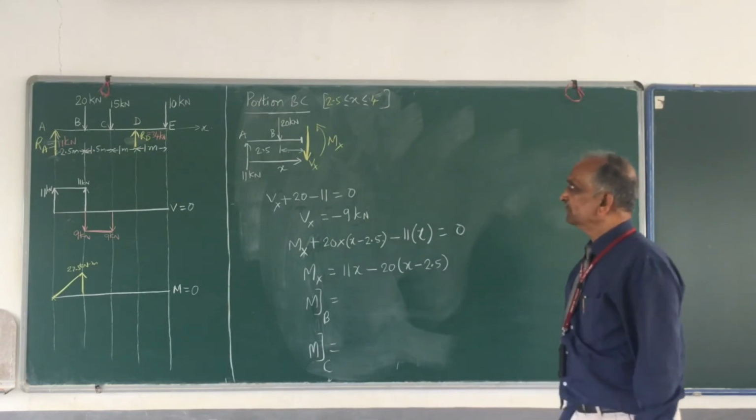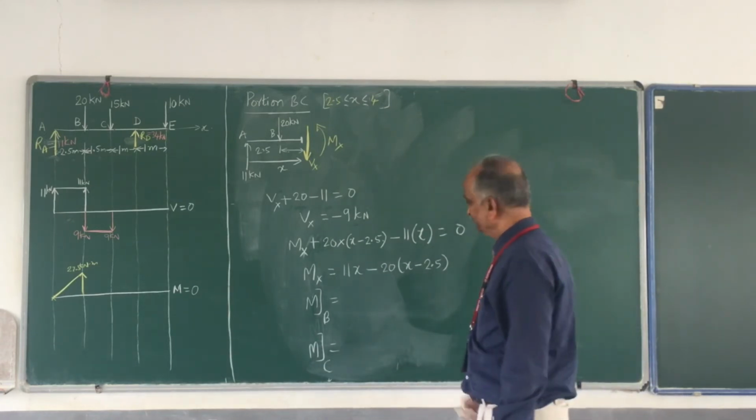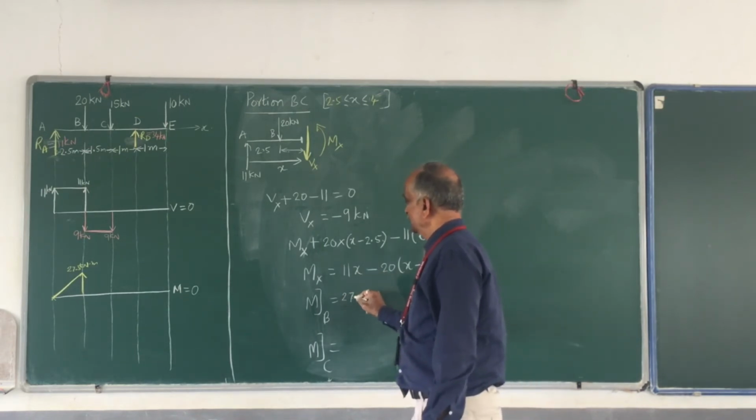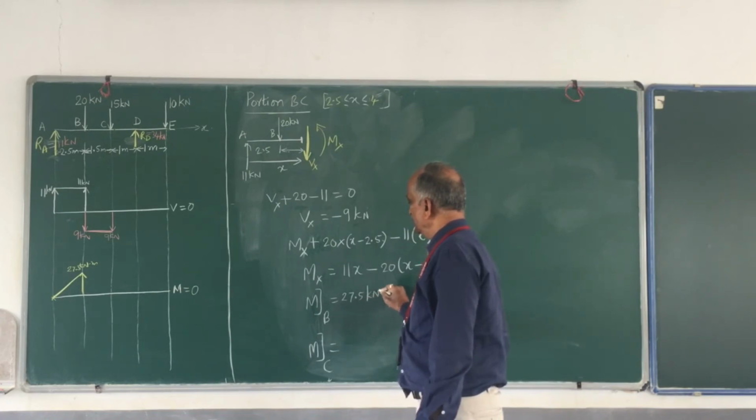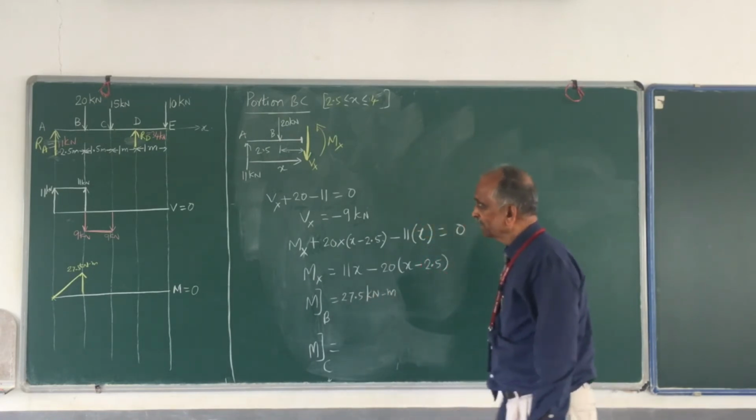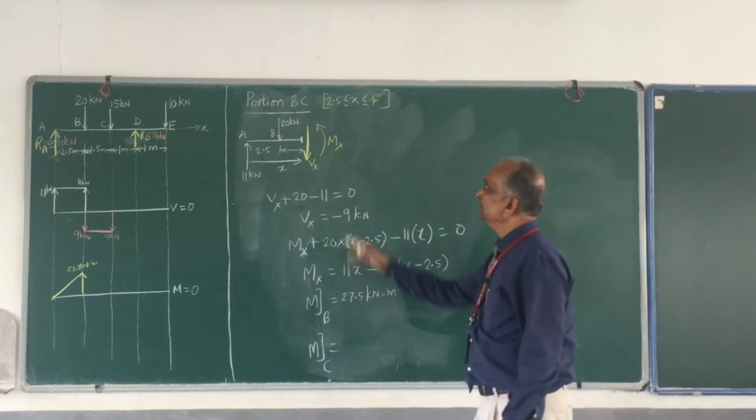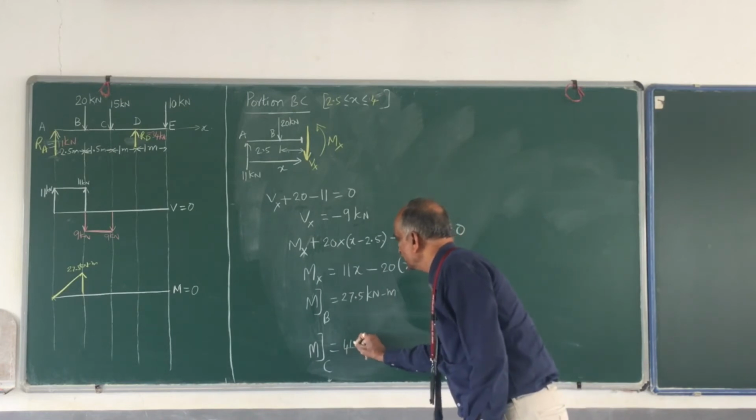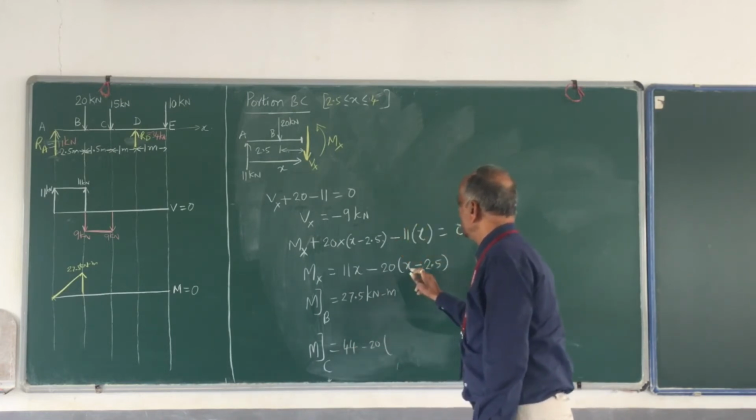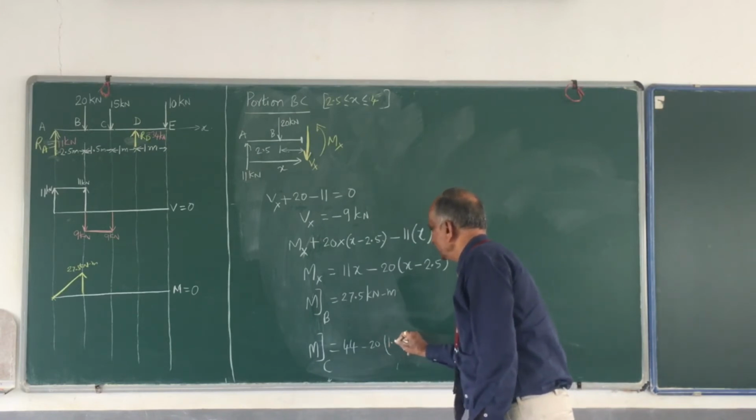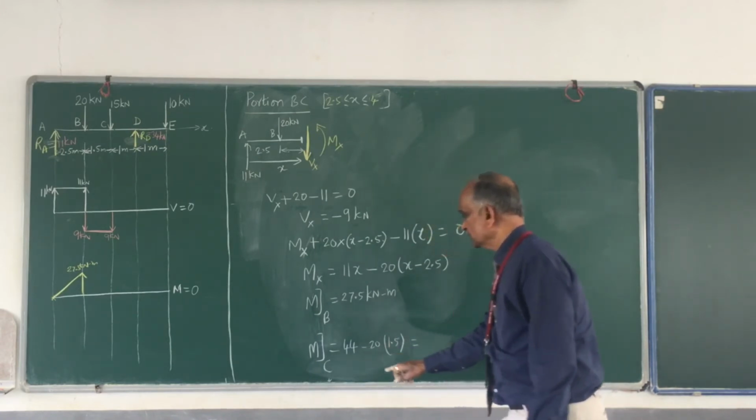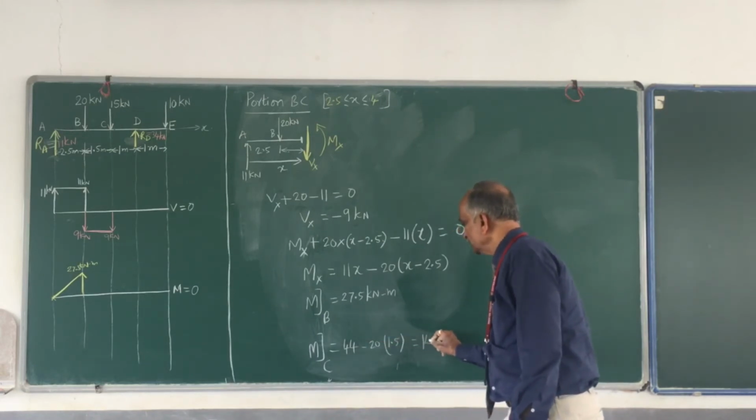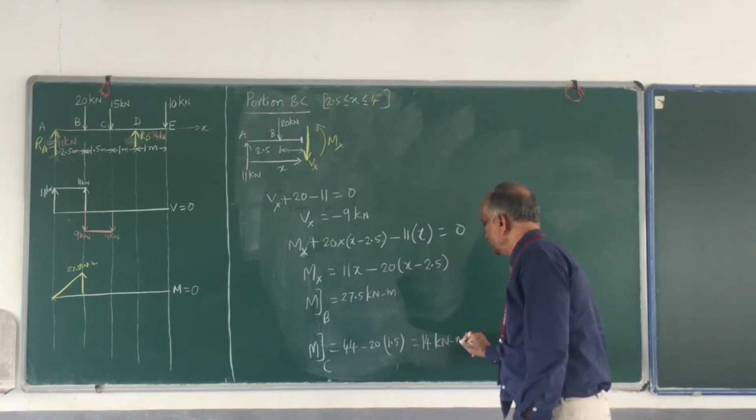Bending moment at B, for that substitute x equal to 2.5. That is 11 into 2.5, which is nothing but 27.5 kilonewton meter positive. For C, bending moment at C, substitute x equal to 4. 11 into 4 is 44, minus 20 into 4 minus 2.5, which is 1.5. So this is equal to 20 into 1.5, which is 30. 44 minus 30 is 14 kilonewton meter.